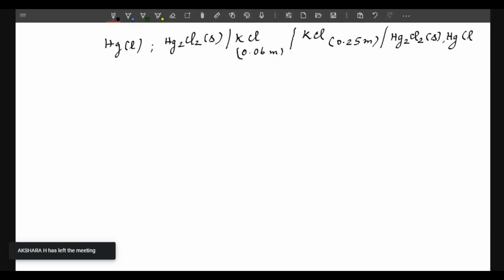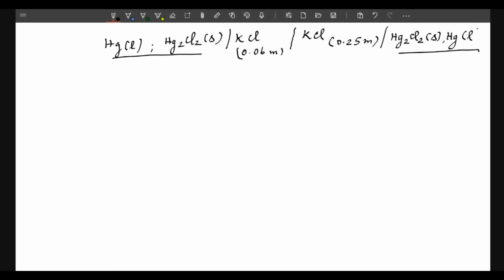Look at this, whether this is a correct representation of the electrolyte concentration cell. If it is an electrolyte concentration cell, this electrode and this electrode should be the same. The electrolyte should be the same, but the concentration should be different. The lower concentration should be on the left hand side, the higher concentration on the right hand side. Question: calculate the EMF of the cell without transference.